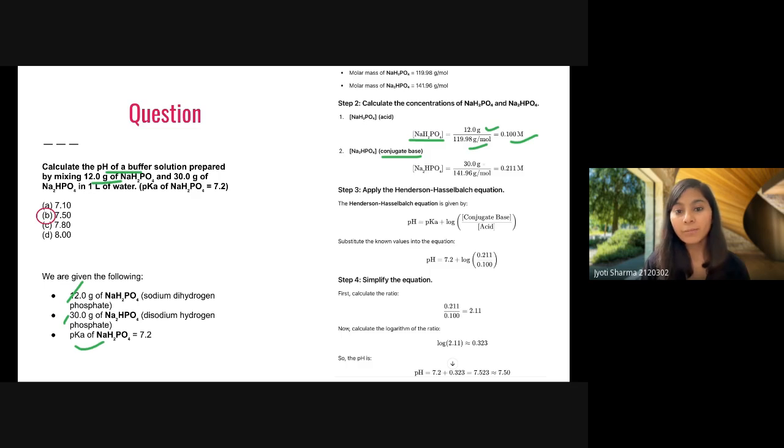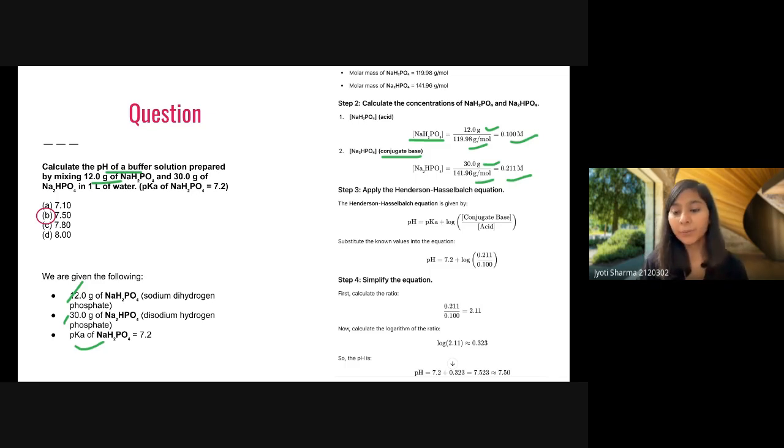So here the mass is given, and then the molar mass we can calculate, and based on that we can calculate the concentration. So we calculated the concentration. Just keep in mind this concentration is in molarity, right?